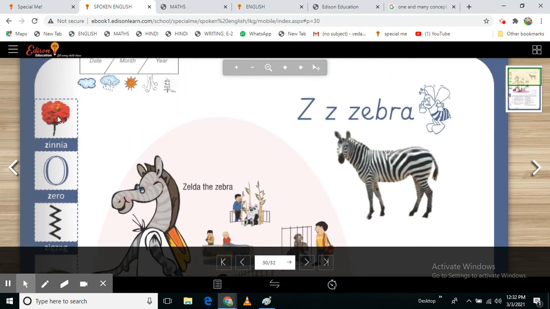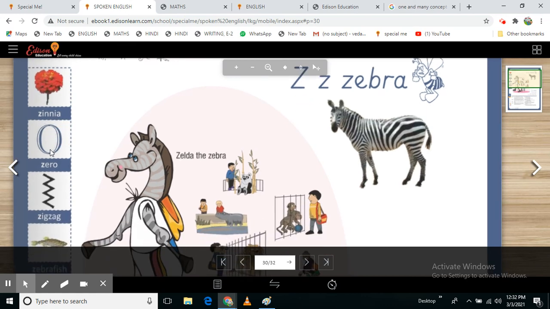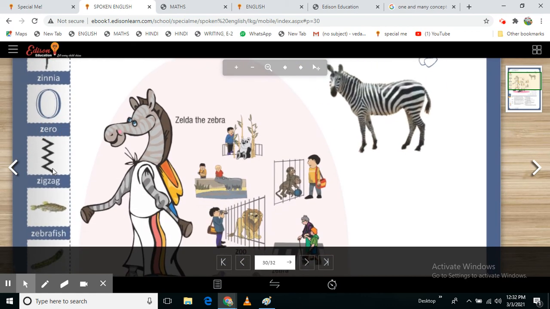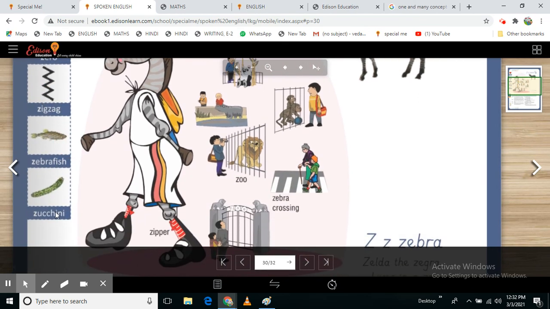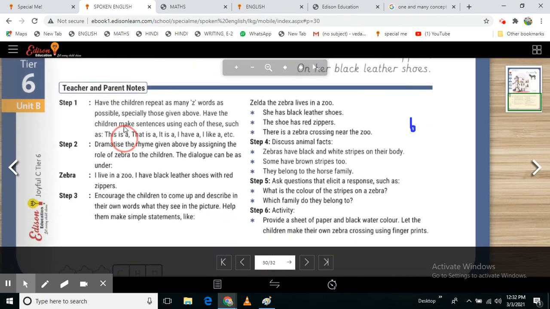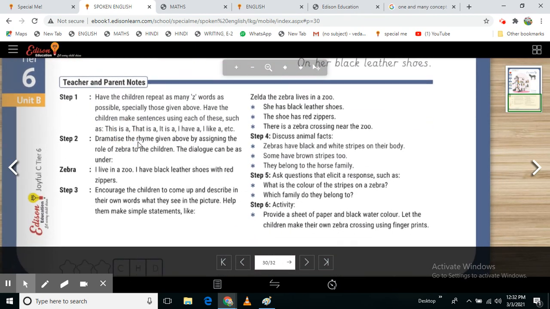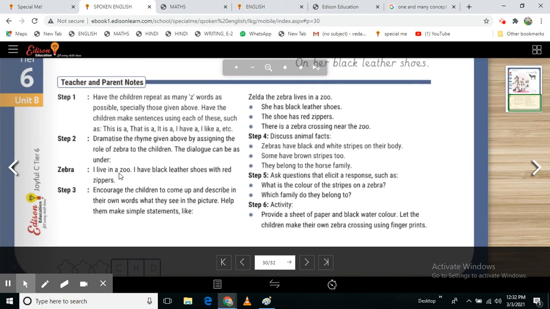Once again, this is a zinnia. That is a zero. It is a zigzag. I have a zebra fish. And I like a zucchini. Okay. Now, step number two, dramatize the rhyme given above by assigning the role of a zebra to the children. The dialogue can be as under, zebra. I live in a zoo. I have black leather shoes with red zippers.